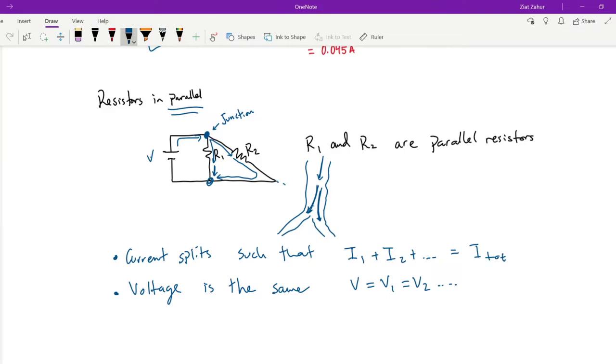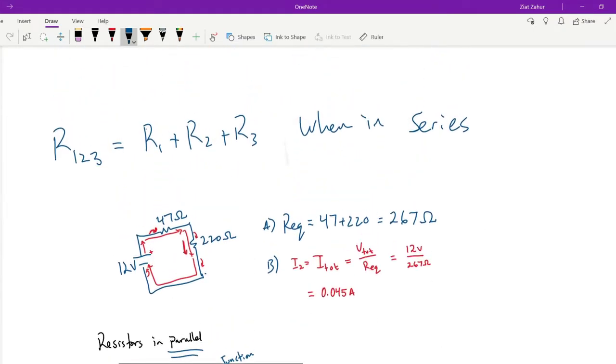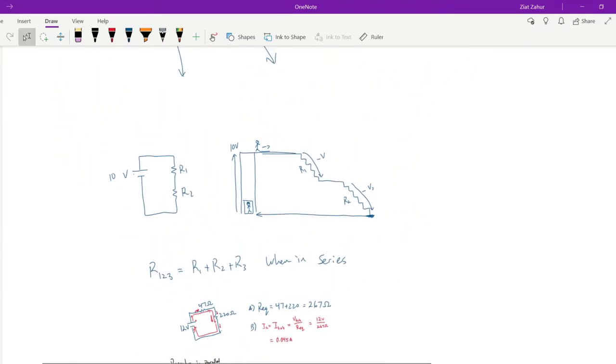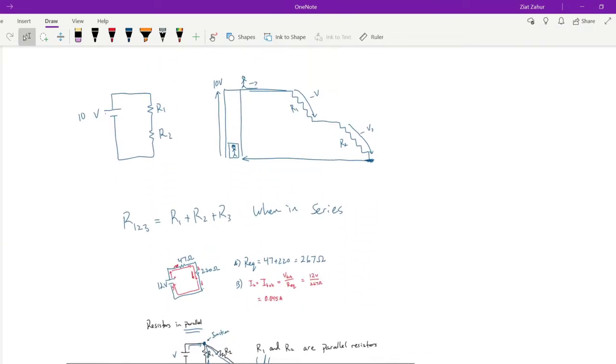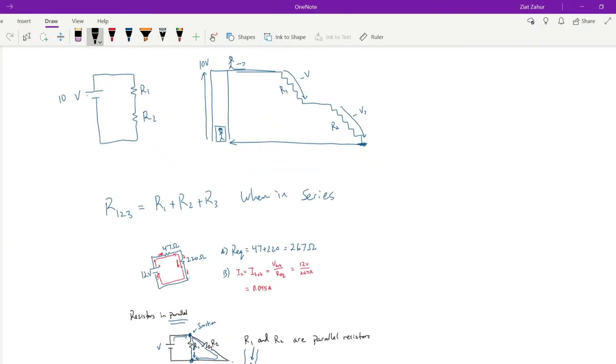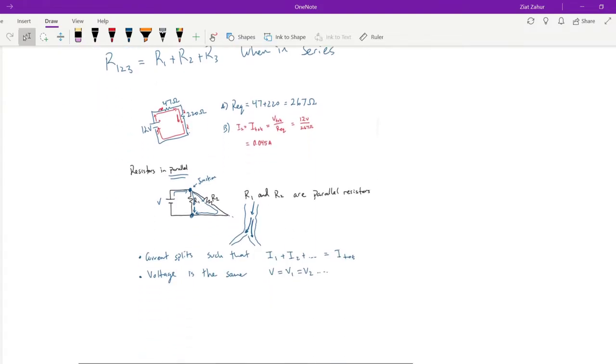This is the opposite of resistors in series. If you recall, in series resistors, we found that current is the same. So I total is equal to I1 is equal to I2 ... It's the voltage that adds up. V total is equal to V1 plus V2 ... So in series, voltage adds up. In parallel, current adds up.